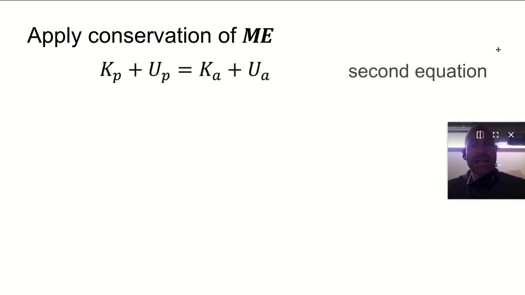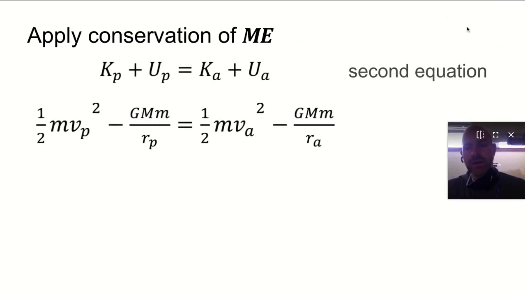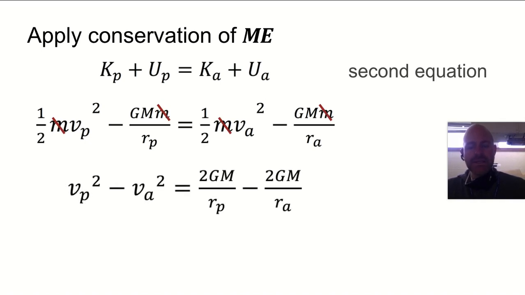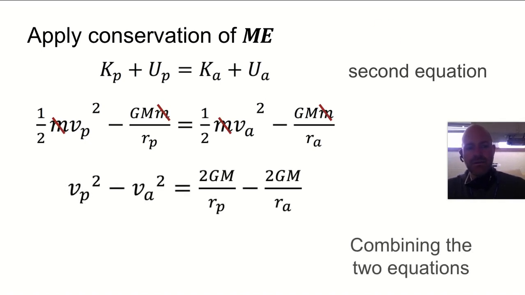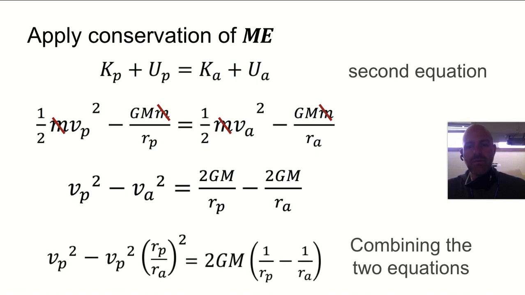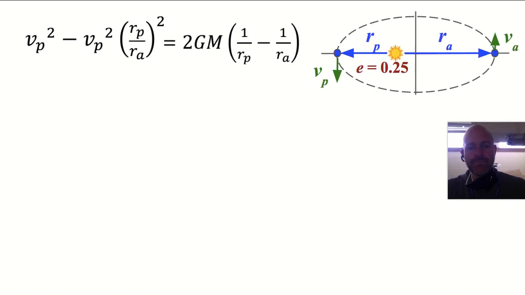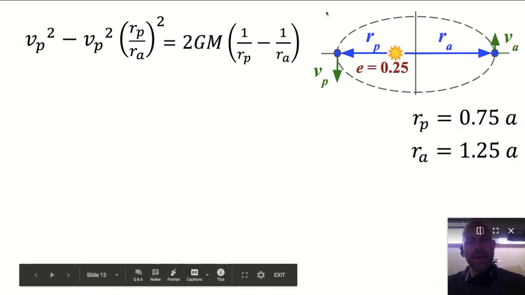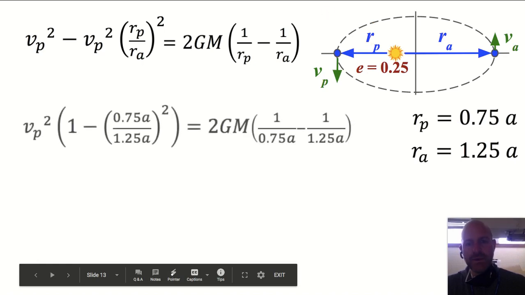Conservation of mechanical energy is our second equation. We can plug all this in. We get some R values here, and we can combine everything together by canceling out that mass, simplifying a little bit, combining the 2 equations, plugging in what we knew before, and then doing a little bit more simplification. And we have numerical values for these, so we can plug them in.